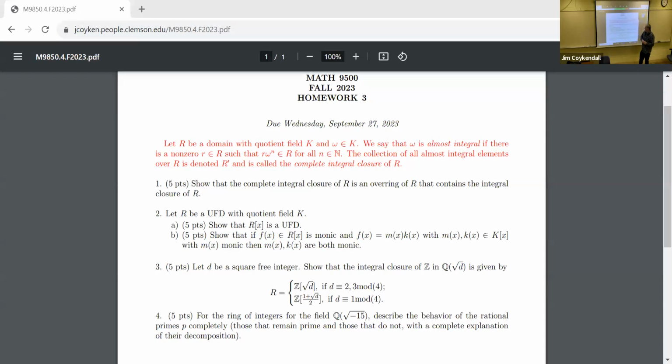Let D be a square free integer. Show that the integral closure of Z in Q(radical D) is given by this. I've already given you this before. And showing that these elements are all integral should be pretty straightforward. You should have no problem with that, finding the polynomials. The other way, that is showing that this is exhaustive, that this is all the integral elements, might depend on this one a little bit.